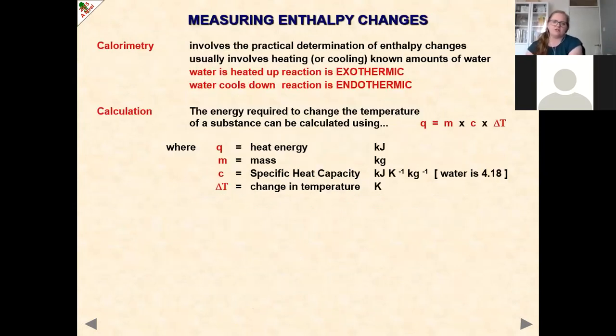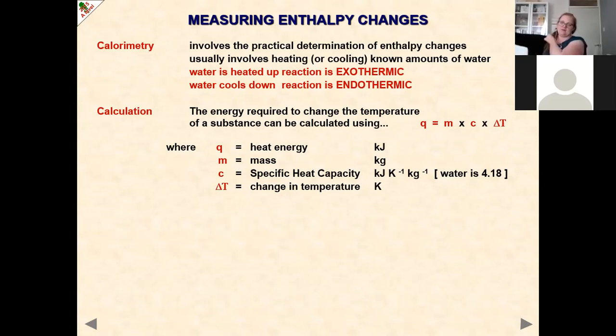Okay, so measuring enthalpy changes. One way we can measure enthalpy changes is using something called calorimetry. This involves the practical demonstration of enthalpy changes, and it usually involves heating or cooling known amounts of water. So if we heat water up, it's exothermic, and if we cool water down, it is endothermic. The energy required to change the temperature of a substance can be calculated using this. You need to know this equation.